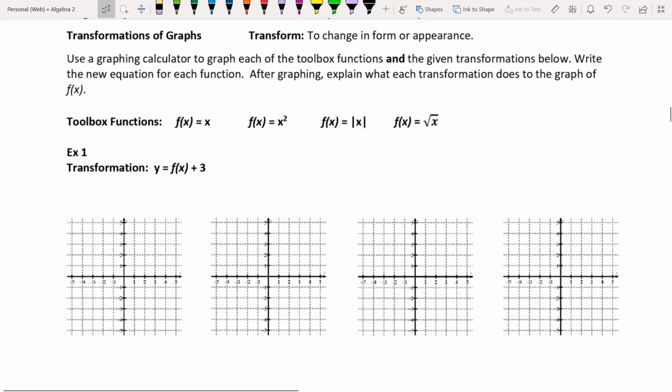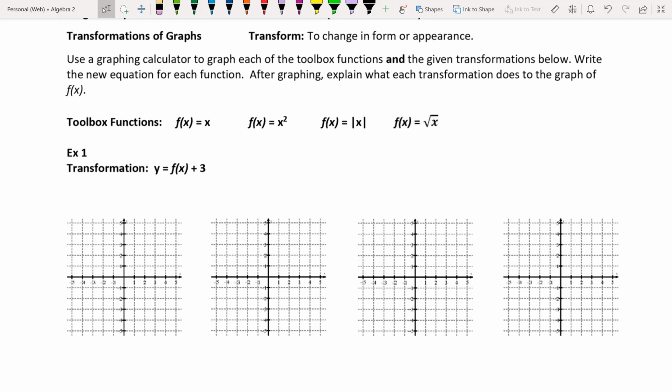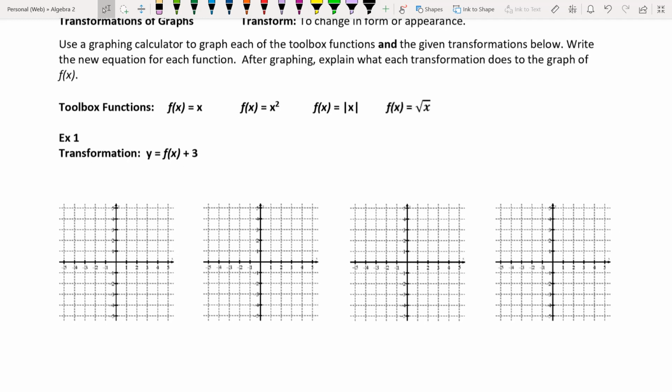Okay? And I'm going to do mine on Desmos.com. So if you have Desmos, you might want to pull that up either on your phone, on a computer, tablet, whatever you want to do. Desmos is very easy to work with. So we have all of our 4 toolbox functions at the top here.